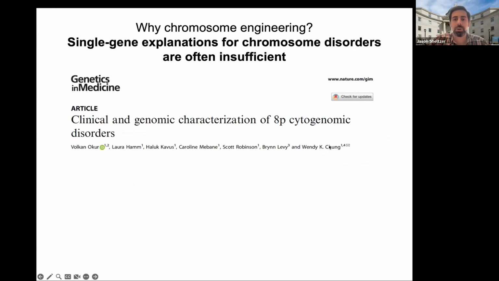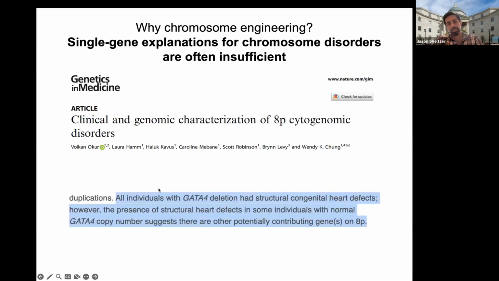And this example comes from the very informative study that was sponsored in part by Project 8p from Wendy K. Chung, where they conducted a clinical and genomic characterization of a large series of 8p heroes. To highlight one of the conclusions from this study, chromosome 8p contains the GATA4 gene, and GATA4 has been previously linked with congenital heart defects. And we know that a lot of our 8p heroes have various defects in heart formation.